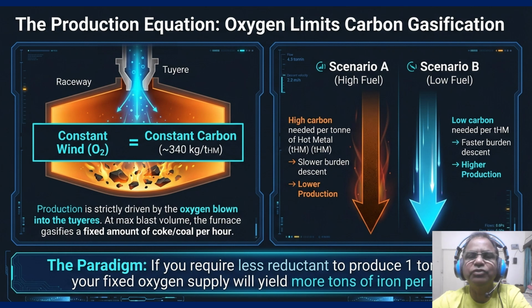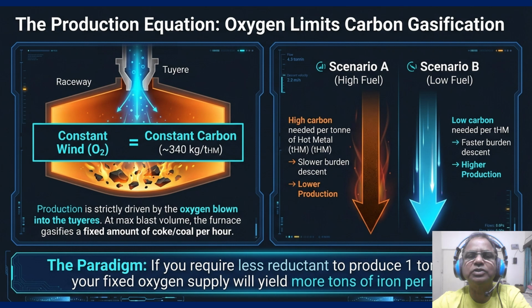In scenario A, high fuel consumption means the burden descends slowly because the furnace is clogged with the carbon that needs burning. Look at scenario B. By lowering the carbon requirement per ton, the same fixed oxygen supply allows the burden to descend significantly faster. The so what is simple. If you require less reductant to produce 1 ton of iron, your fixed oxygen supply will yield more tons of iron per hour. We are effectively decoupling production from wind volume by making every cubic meter of oxygen work twice as hard at the tuyere.